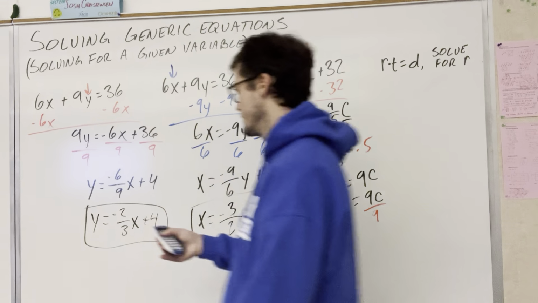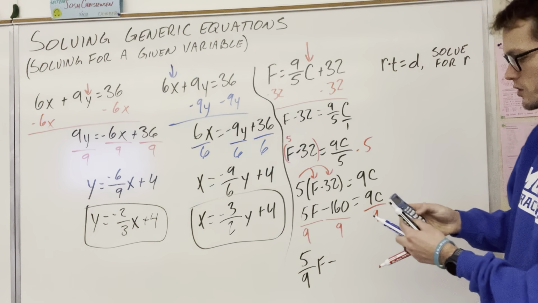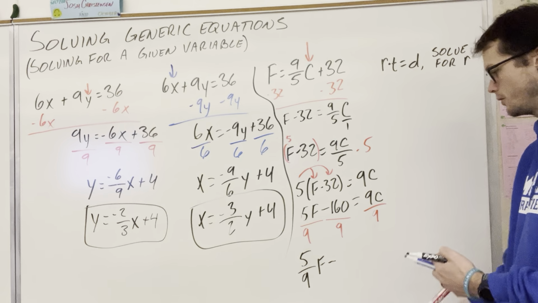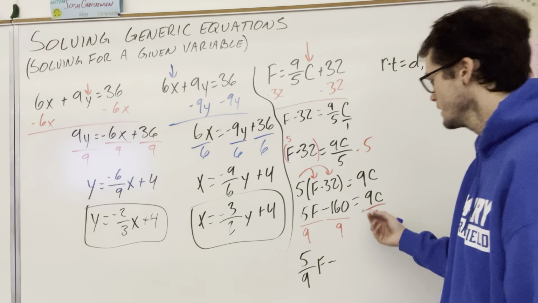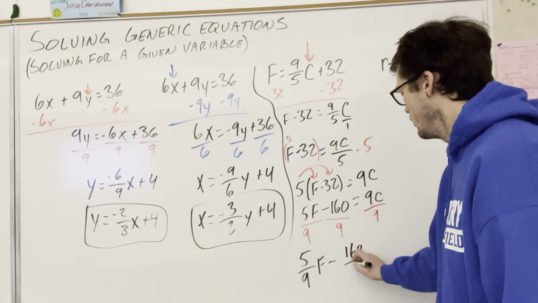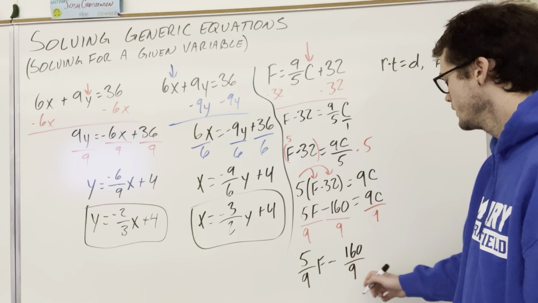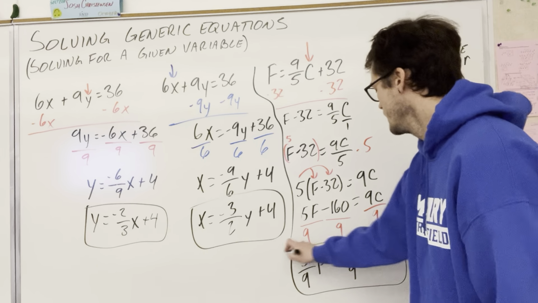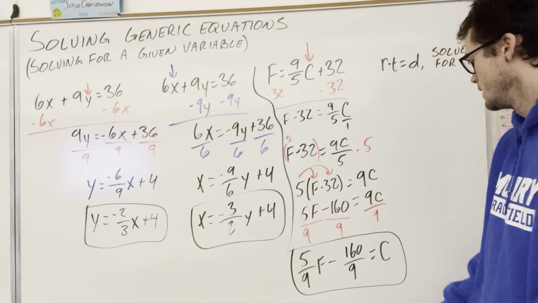I came ill prepared, so I'm going to grab my calculator. 160 divided by 9. We end up getting 17.7 something. Gross. So I'm just going to leave it as 160 over 9. We'll leave it like that for now. Equals c. So this equation here, oh man, I feel like this could be reduced.